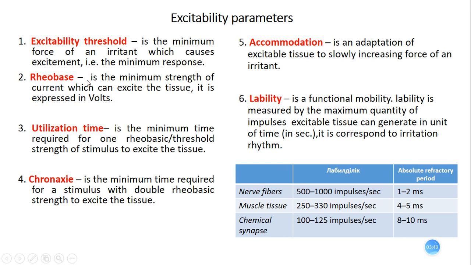And here we have the rheobase. It is the minimum strength of current which can excite the tissue. You must know that the value of rheobase and excitable threshold is exactly the same, but rheobase describes the current, while threshold describes the tissue. If the strength of current reaches one rheobase strength, the tissue will give a response to that electric stimulation. If it is below one rheobase strength, the tissue will not respond.